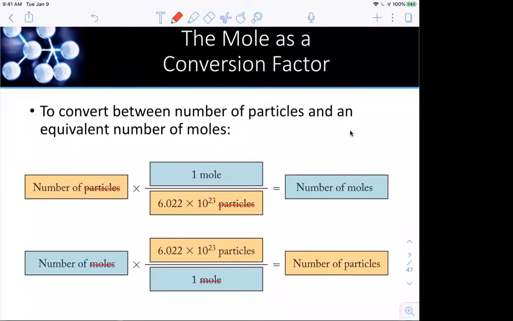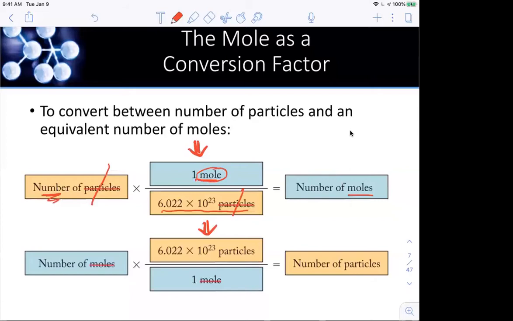So this is a guide. Here are my conversion factors from the equivalency statement. If I start with number of particles, I'm going to use this version of the conversion factor because I want number of particles to cancel out and I want to be left with moles. So this is going to be the moles in that particular example.